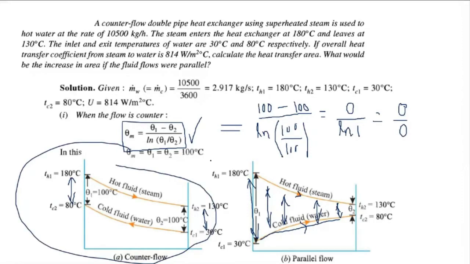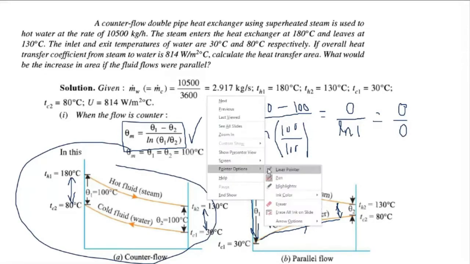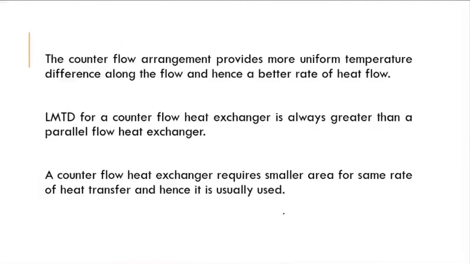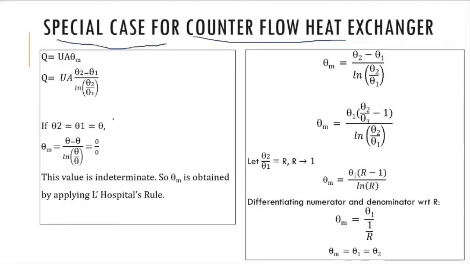Are you getting this part? Yes, sir. Okay. So this is a special case only for counter flow heat exchanger. Now, when we are getting this special case, see LMTD is given as theta 2 minus theta 1 by ln theta 2 by theta 1. In this case, theta 2 is equal to theta 1, which we are taking as theta. So if we are finding the value of theta m, we are getting the form 0 by 0.